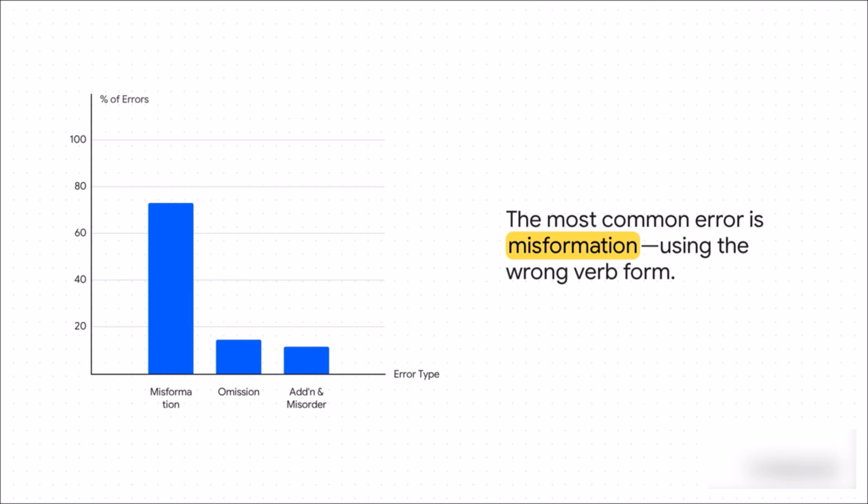And check this out. What this data shows is pretty fascinating. A study of English language learners found that their biggest mistake wasn't leaving words out or mixing up the order. Nope. A massive 73.3% of their errors came from something called misformation. That's just using the wrong form of a word. It's a huge reminder of how easily the story of the past can get twisted with just one tiny slip-up.